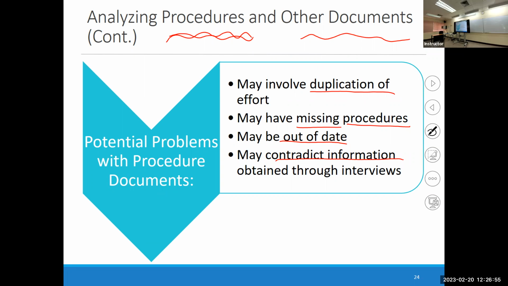But again, every time try to confirm. If Mr. A says something, the document says something else, you need to confirm which one is correct, right? You cannot just believe Mr. A, or you cannot just simply believe the document. And even it could be that Mr. A and Miss B say something different, right?